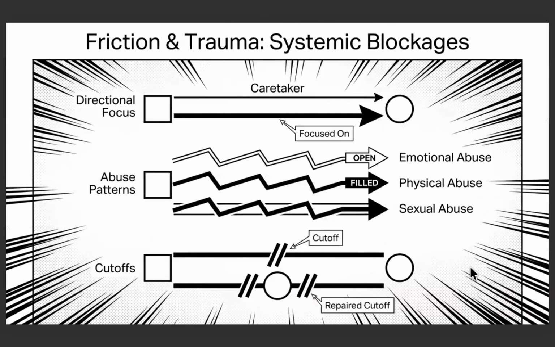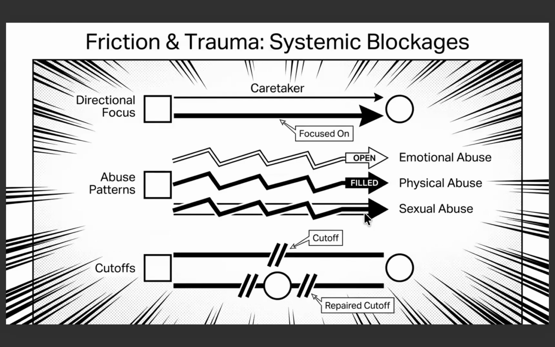Friction and trauma, systemic blockages. So a caregiver, so this is a son taking care of his mother. If focused on that is here, the caretaker is here, it's a line. Abuse patterns. Emotional abuse has open lines. You see it's two lines, but it's not filled in. If it's filled in, and it moves along there, that's physical abuse. Sexual abuse is a solid line like physical abuse, but it's within two lines, and it shows which way it's going from the abuser to the abused.